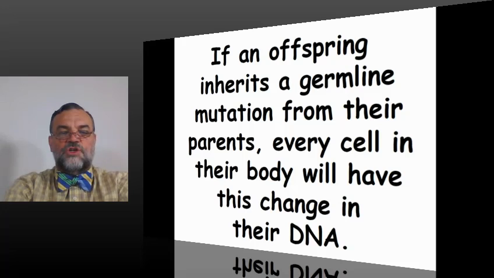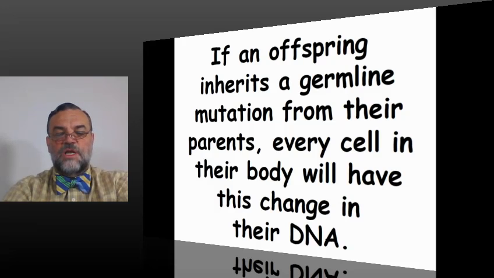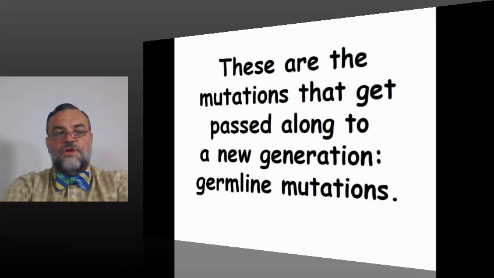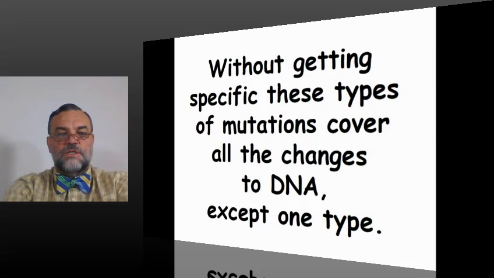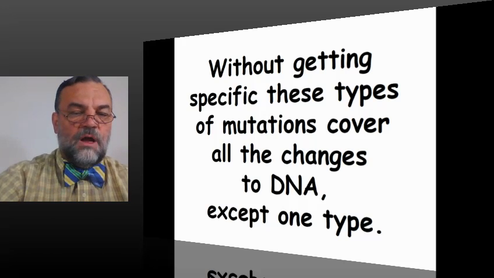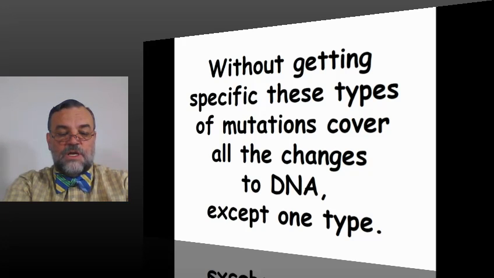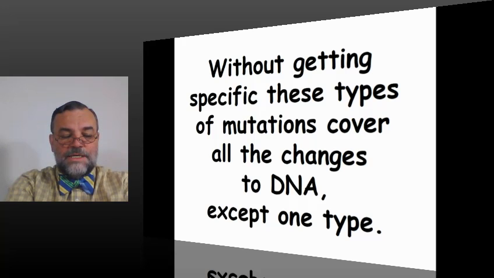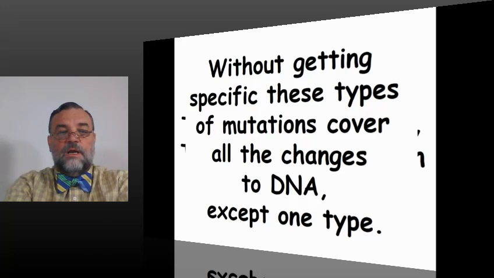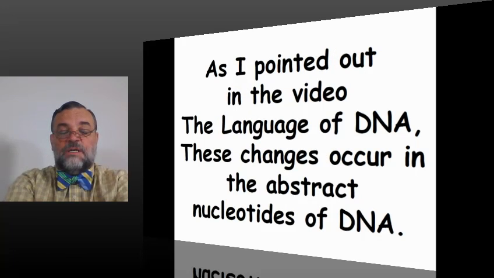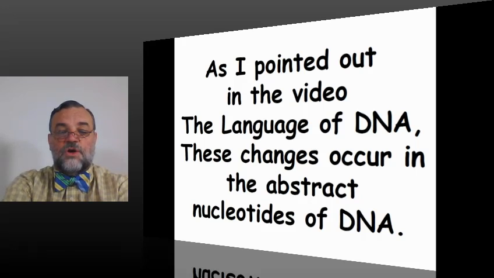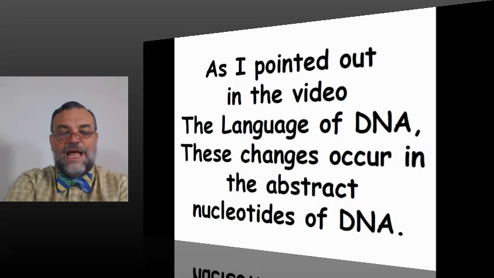If an offspring inherits a germline mutation from their parents, every cell in their body will have this change in their DNA. These are the mutations that get passed along to a new generation, germline mutations. Without getting specific, we could obviously take years going into this, but these types of mutations cover all the changes to DNA except one type, which we will look at later. As I pointed out in the video called The Language of DNA, these changes occur in the abstract nucleotides of DNA.